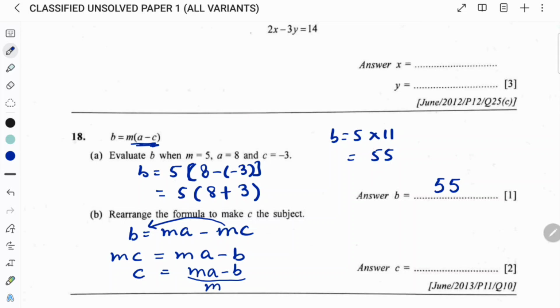If you want to simplify more, this is the answer for this question, but you can do it like this as well. MA upon M minus B, so that is minus B over M. So that will be equals to A minus B over M. You can write this answer as well.